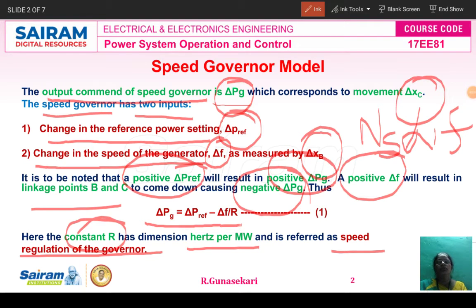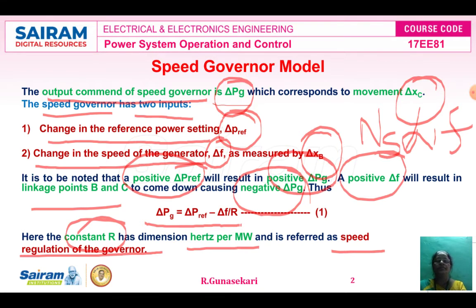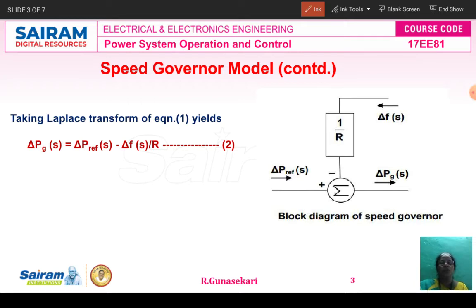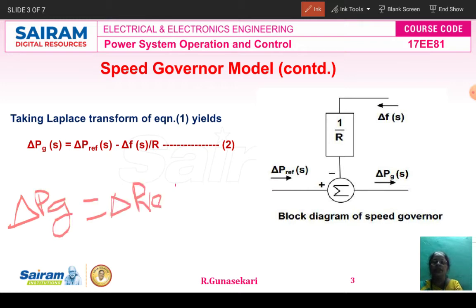Students, now we have studied the speed governor model. Continuing with the speed governor model, now you see the circuit diagram. What is the Laplace transform of equation 1? Equation 1 is del PG equal to del P reference minus del F divided by R. So this is equation number 1.